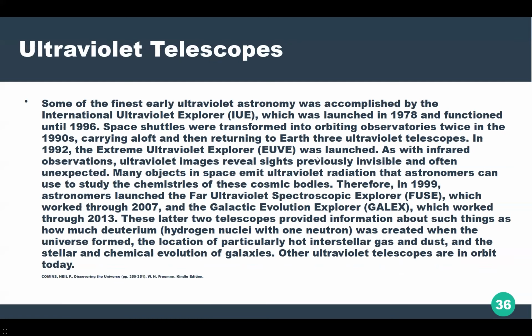As with the infrared observations, ultraviolet images reveal sights previously invisible and often unexpected. Many objects in space emit ultraviolet radiation that astronomers can use to study the chemistries of these cosmic bodies. Therefore, in 1999, astronomers launched the Far Ultraviolet Spectroscopic Explorer, which worked through 2007, and the Galactic Evolution Explorer, which worked through 2013. These two telescopes provided information about such things as how much deuterium, a hydrogen nucleus with one neutron, was created when the universe formed, the location of particularly hot interstellar gas and dust, and stellar and chemical evolution of galaxies. Other ultraviolet telescopes are in orbit today.